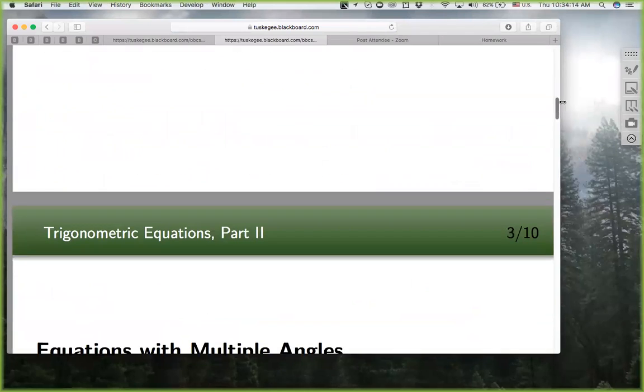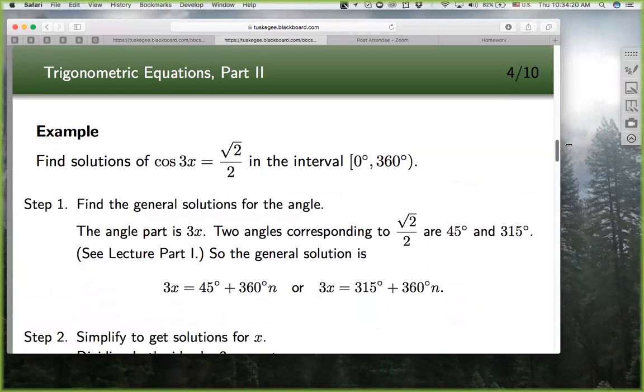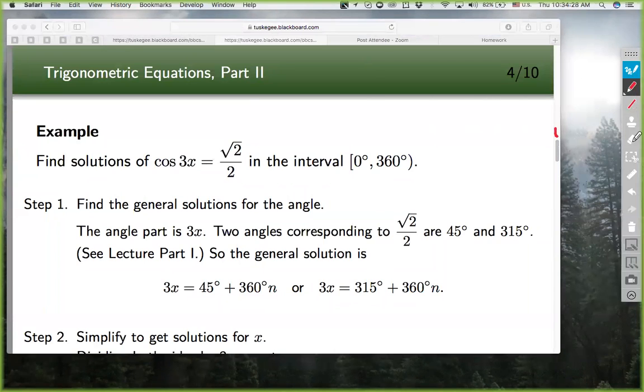And now let's talk about a little bit more of the trig equations. This is the kind where you have to solve for multiple angles. If you look at this, we have a cosine value of a multiple angle. This is a triple angle, 3 times x. And again, for this type of question, we have to take a few steps.